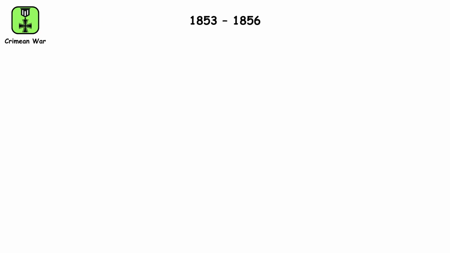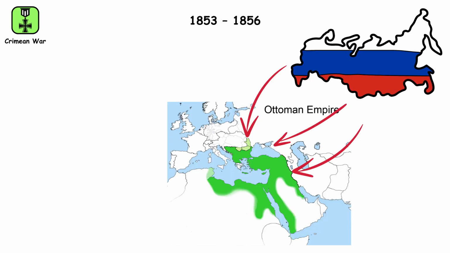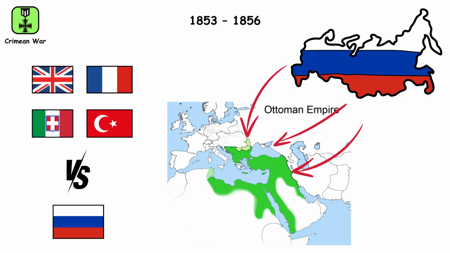Crimean War, 1853–1856. The Crimean War began when Russia sought to expand its influence over the weakening Ottoman Empire, prompting a coalition of Britain, France, and Sardinia to intervene.